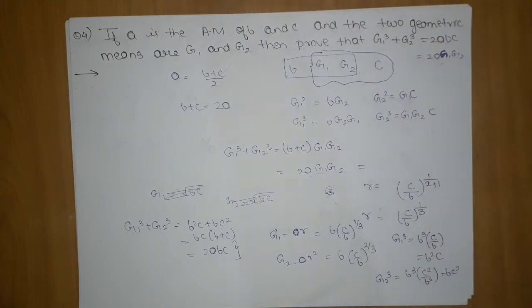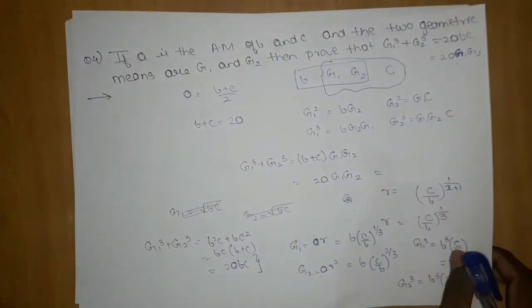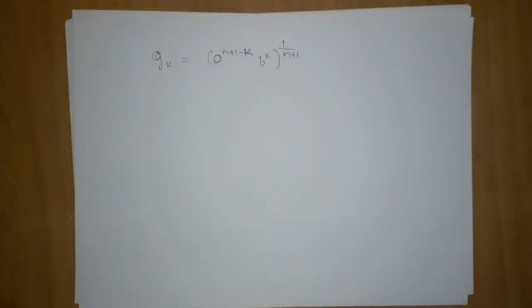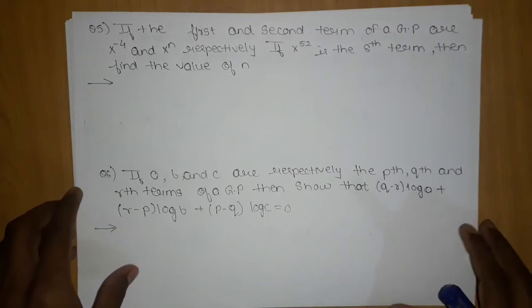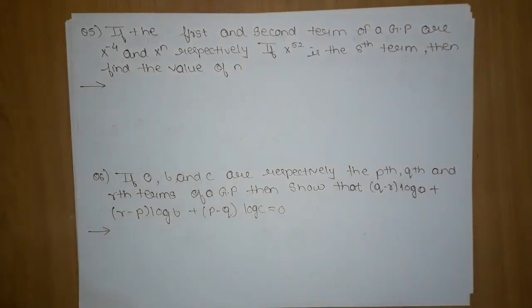So let's move on to the next question. Question number 4 we have done. This is question number 5, which says if the first and the second term of a GP are x power minus 4 and x power n respectively, and if x power 52 is the 8th term, then find the value of n.